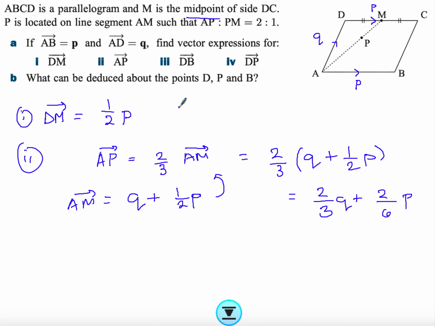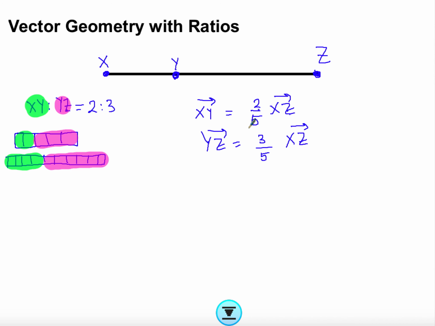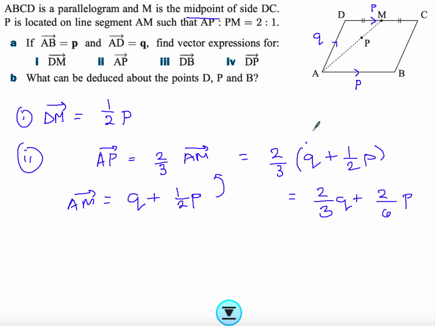You can try the rest. I just wanted to show you how it would work with the ratios. Hopefully it's clear. Just use the logic that is used here. Just be aware, the 5 comes from adding the ratios that you have. Once you understand it, you can use the first video on vector geometry to understand how we move between vectors. You can complete the rest of the question as practice.